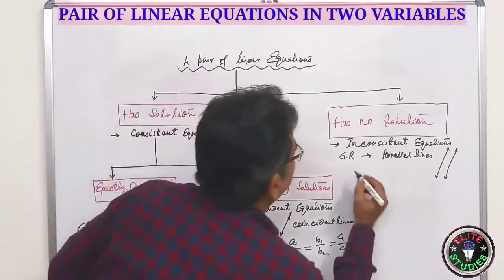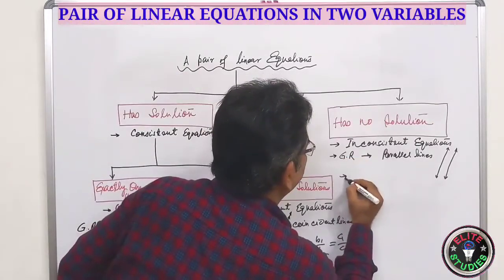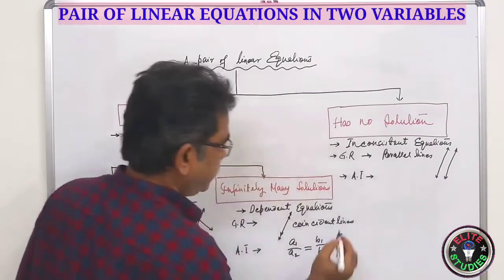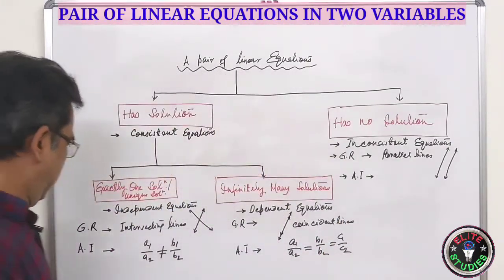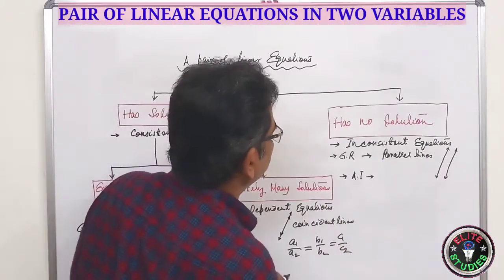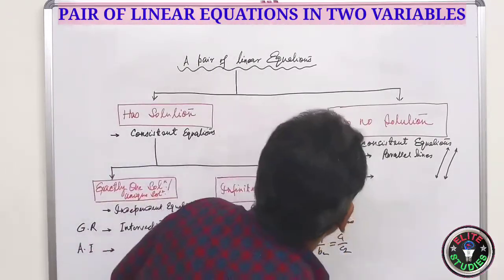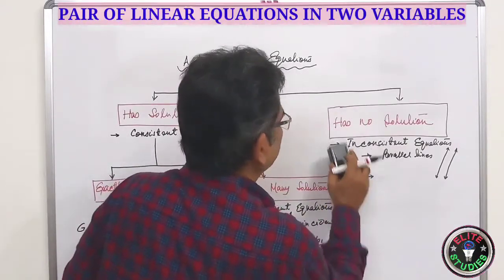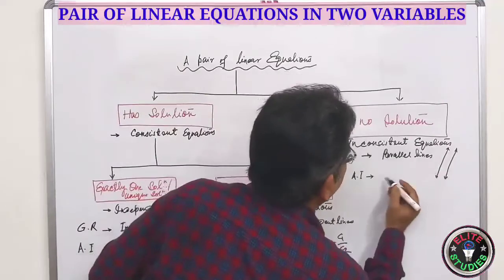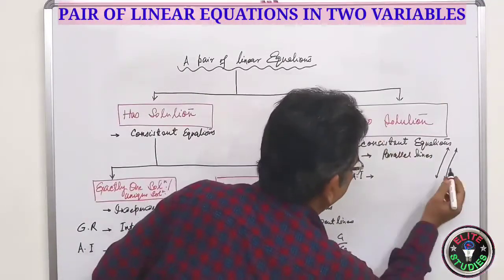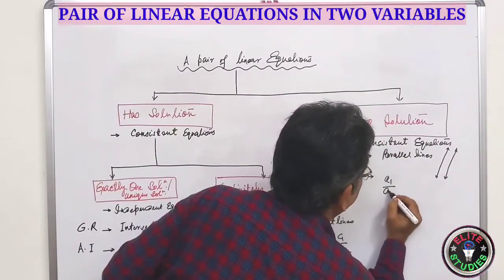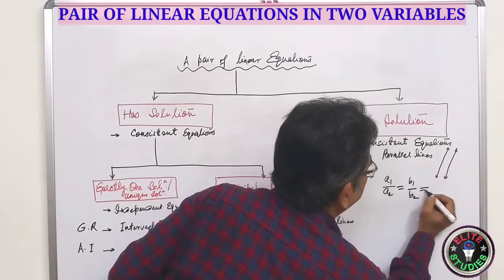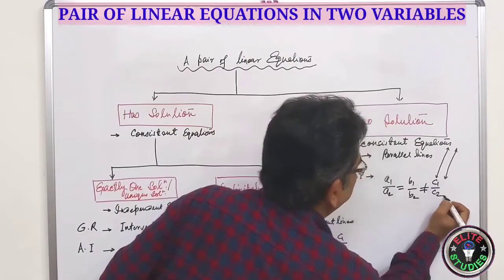And here the algebraic interpretation will be for parallel lines. It will be like this, has no solutions, parallel lines. So it will be A1 by A2 equal to B1 by B2 but not equal to C1 by C2.